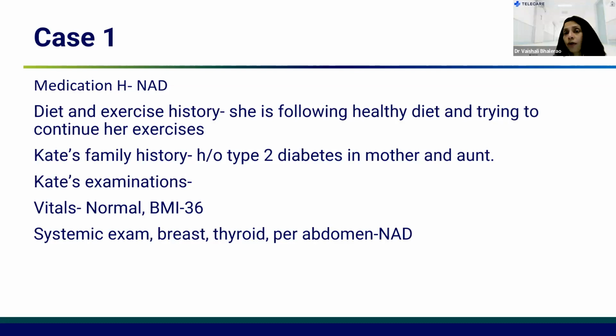And of course, we need to know about her examination. Vital parameters are normal and BMI is 36. Systemic exam, breast, thyroid, per abdominal examination is normal.